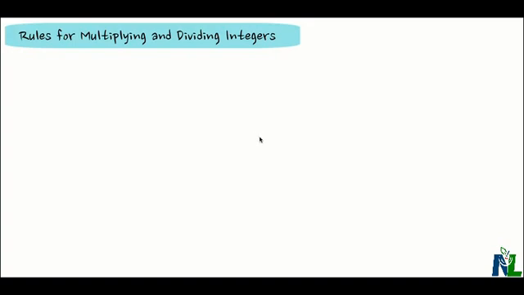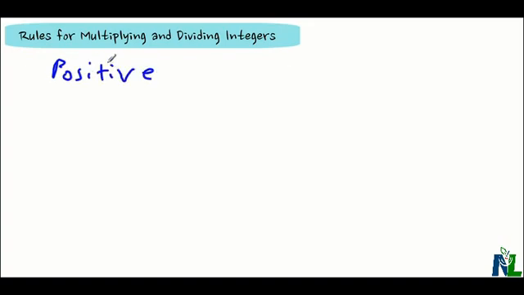We've been working with various models for multiplying and dividing integers, but I think it's now a good time to say, let's develop some rules for how we can multiply and divide them without a need for the models. So let's first of all look at how we get positive numbers.